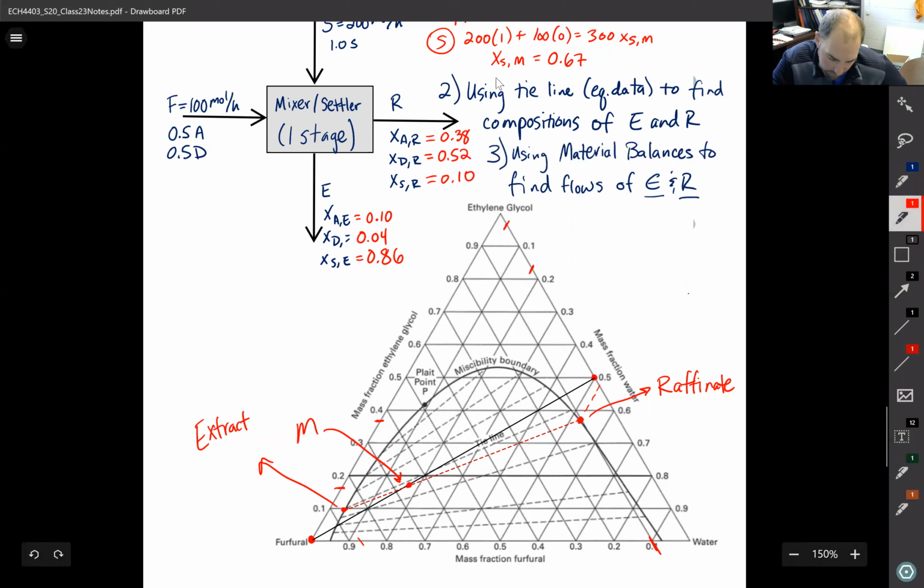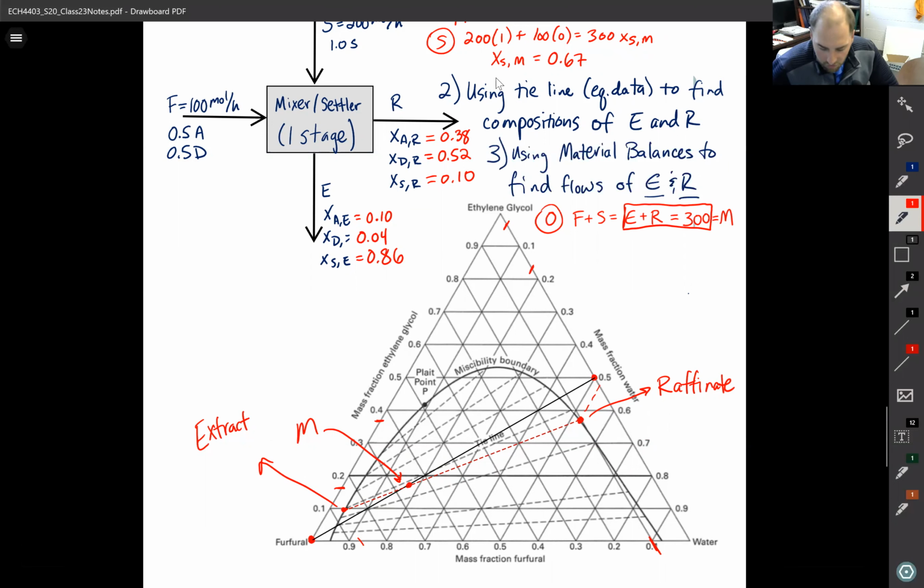So I'm going to solve my material balances. I've got an overall material balance. So just doing a material balance on this mixture settler, I can say that F plus S is equal to E plus R. And earlier, I already worked out that F plus S was equal to M. So E plus R is equal to 300 is an easier equation to solve. Well, I guess not really, because you can always just plug in 100 for F and 200 for S. But it's typically easier to do the material balances in terms of what the mixing point is. You'll see what I mean in a second.